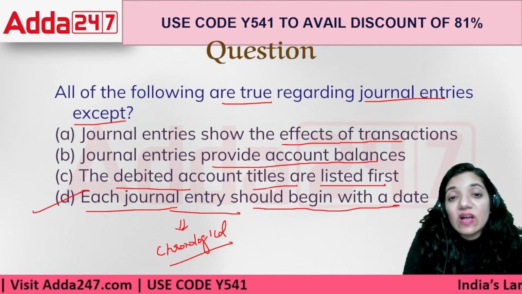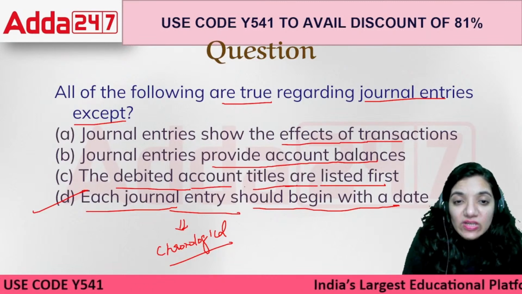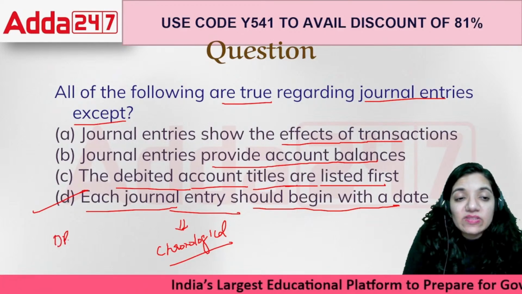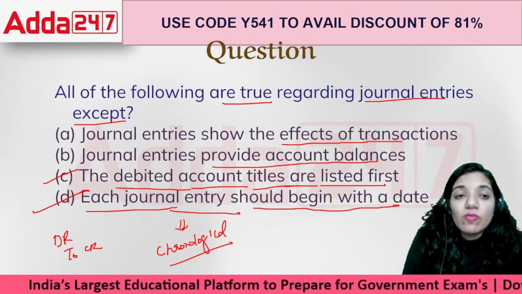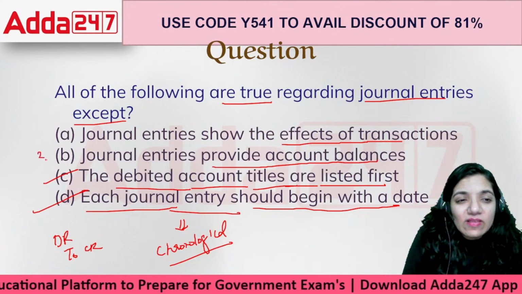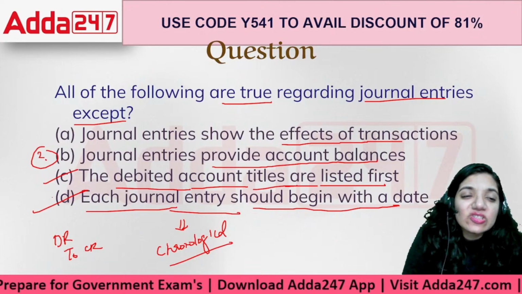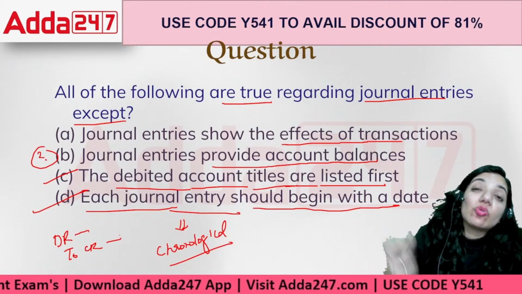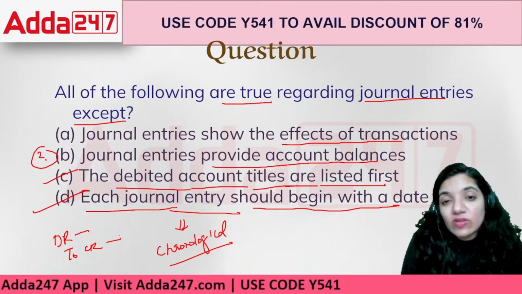Then, the debited account titles are listed first. That's also true. First of all, we show the debit side and then we show the credit side. Now, moving on, journal entries provide account balances. I think this is the point, because journal entries never provide account balances. They just give you what happened. They are never going to tell you the totals of anything. The total of accounts will not be shown in the journal entries at all.